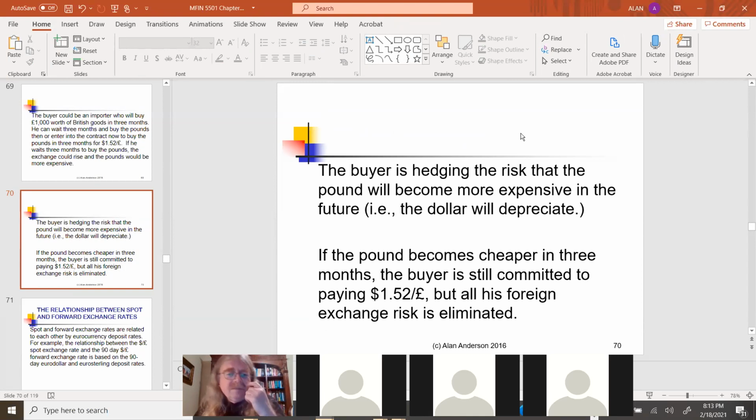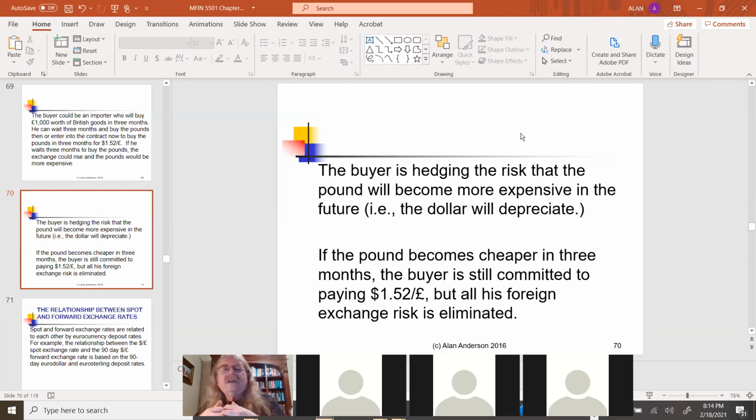If the price goes up, it doesn't matter. You've got a contract in your hands, which allows you to buy all the pounds you want, or in this case, 1,000 pounds for $1.52, and you don't have to worry about the foreign exchange risk. The drawback is that if the price goes down, then you miss out on the opportunity to save money. All right, whatever. But if you notice too, you do not have to pay to enter into this contract. So it's like an insurance policy with no premiums.